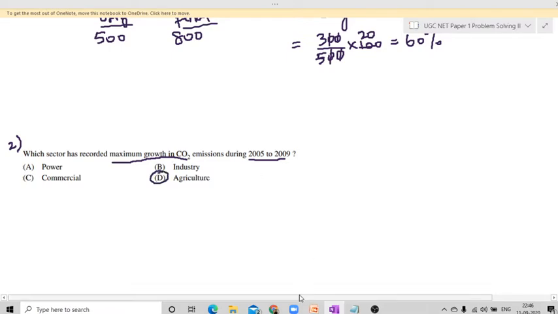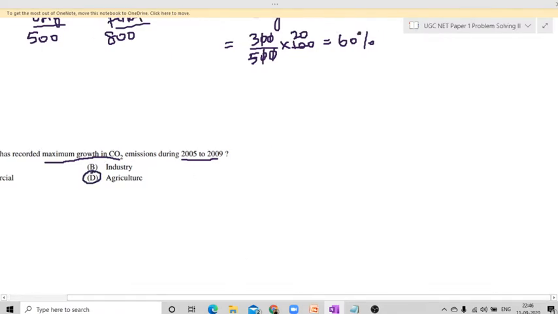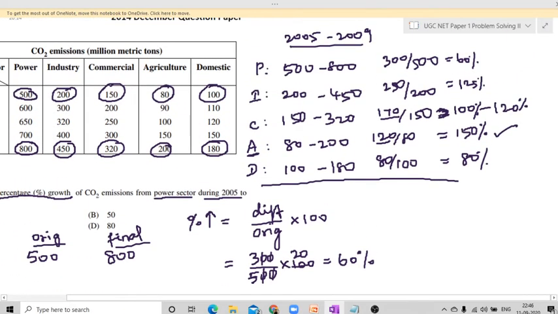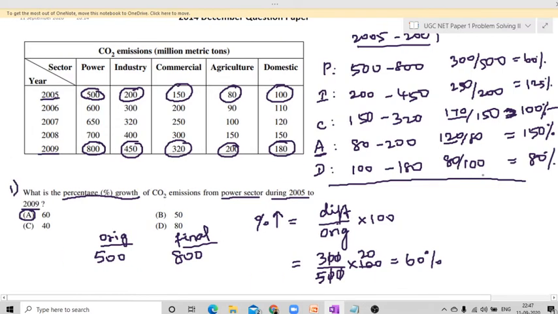So for which you can just see this workout process, how it works. We are just trying to calculate the percentage increase for each of those sectors, and we happened to get the highest value seen in the agriculture sector, because in all the other sectors we are getting values which are still less than this 150, and here is where we are getting the highest value. So that means that is going to be the answer for this second question.